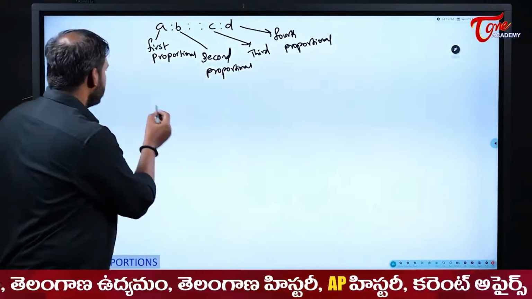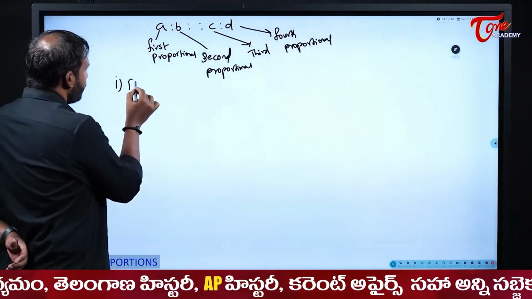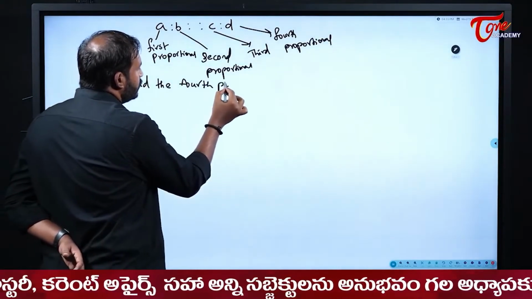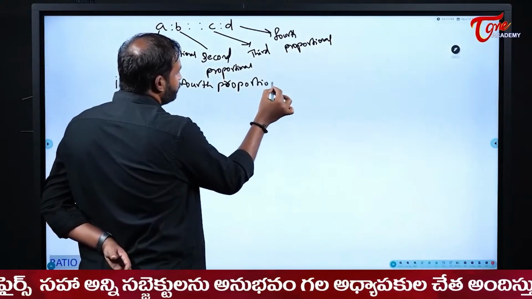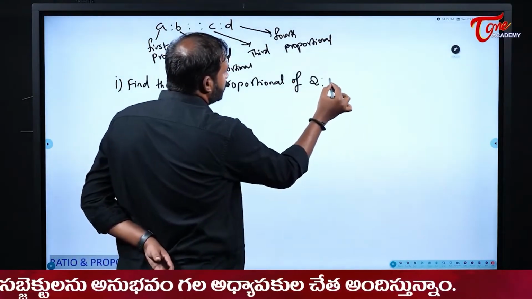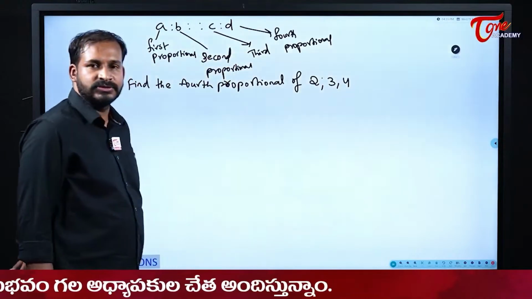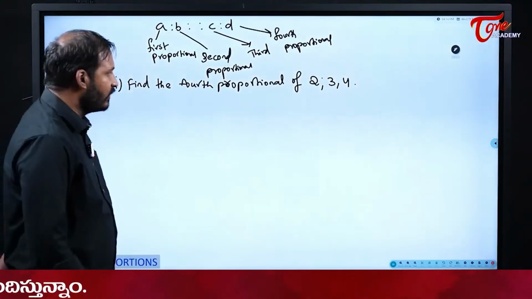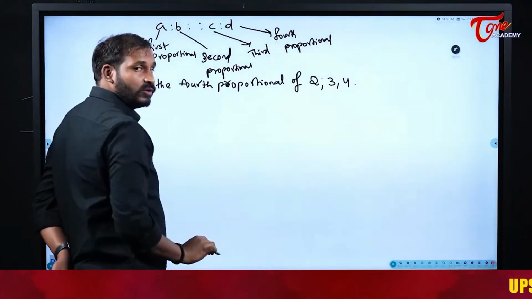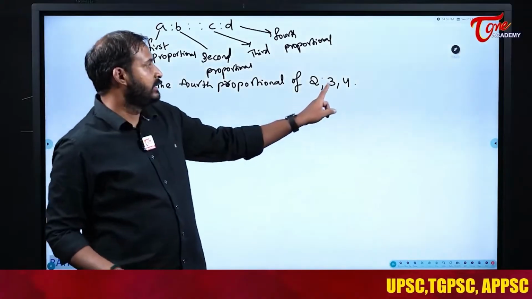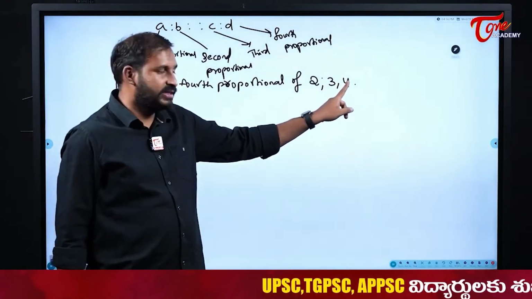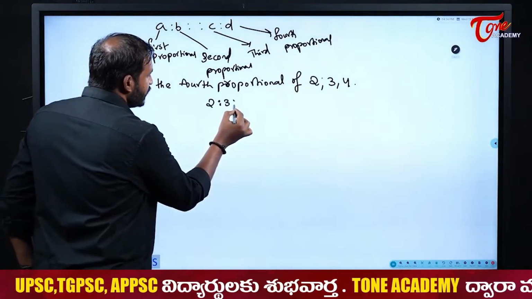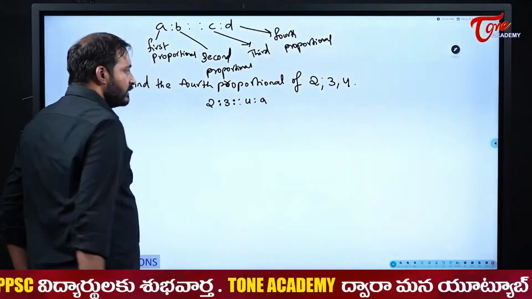For example, they will ask a question: find the fourth proportional of 2, 3, 4. They will not mention anything else. So you should understand by default that 2 is the first, 3 is the second, and 4 is the third, and we need to find the fourth proportional. That means you write 2:3 is proportional with 4:A. We need to find that A.